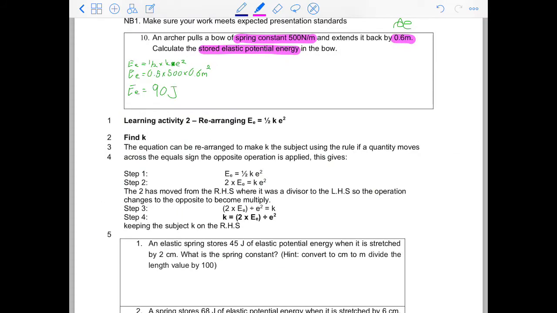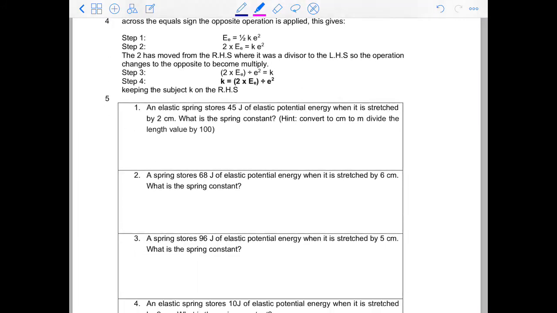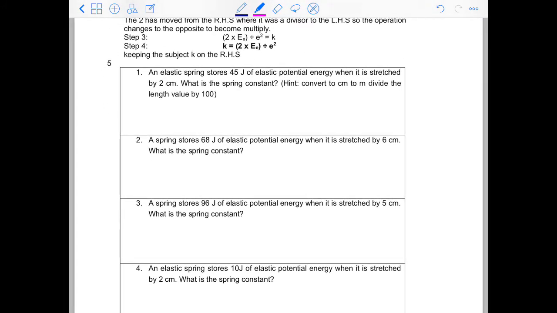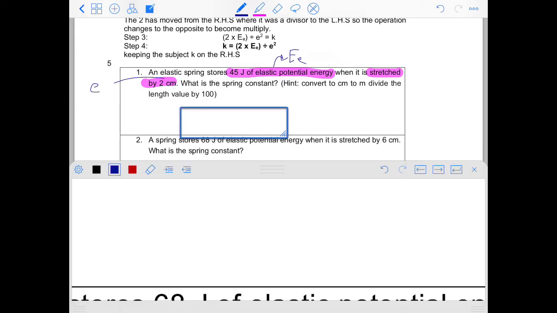So now that we've looked at how to just use the basic formula, you also need to know what happens if you're given the elastic potential energy, but you're missing something else in the equation. We start doing it the exact same way. So an elastic spring stores 45 joules of elastic potential energy. So we have our 45 joules. We know that this is our elastic potential energy when it is stretched by 2 centimeters. So we know it's stretched by a length. We know that is our extension.